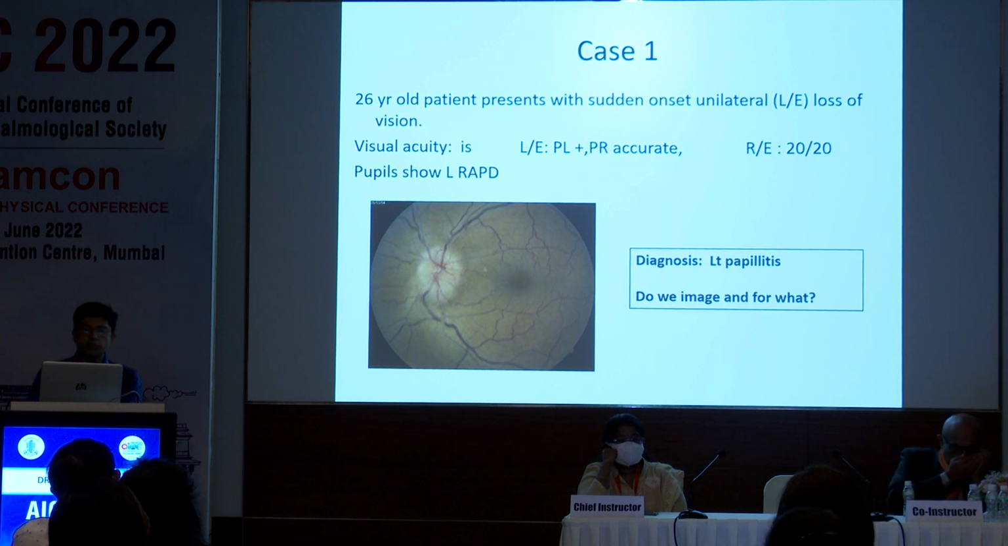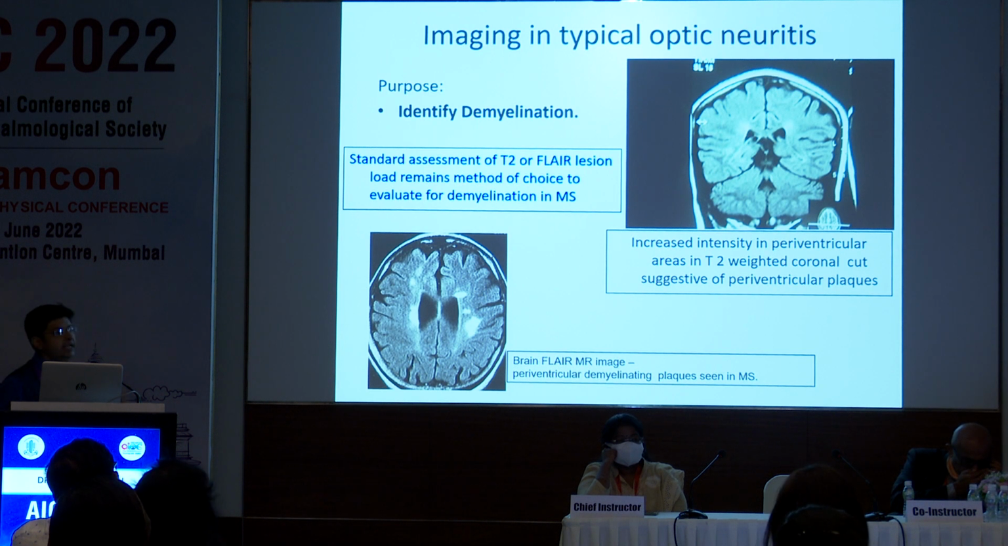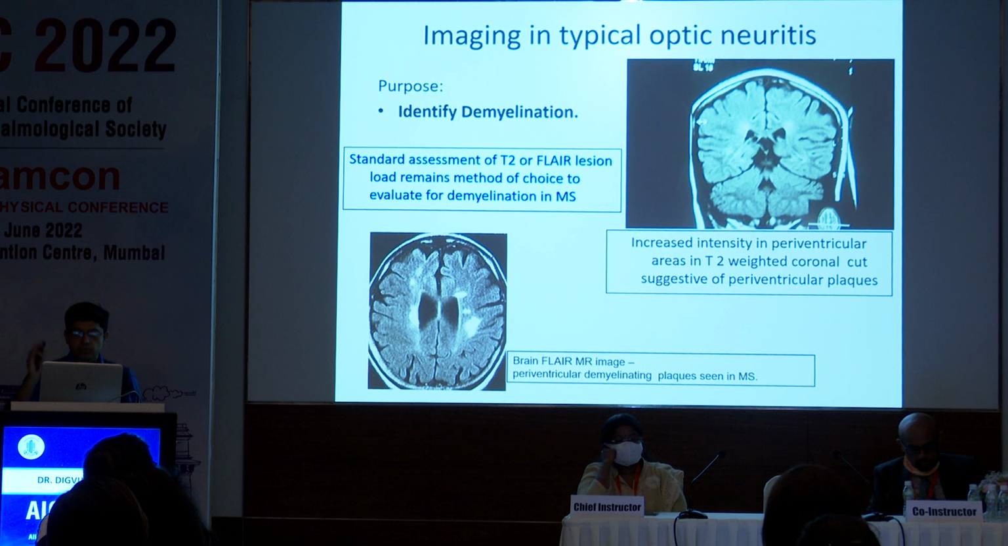Do we image, and what would we want to image for? The importance to remember now is that if you think optic neuritis, every patient must be imaged. It's almost a rule now. You learn so much by an MRI that it's really now mandatory to image all patients whom you suspect to be optic neuritis. So FLAIR, it's important to do a FLAIR. So a T2 MRI brain and orbits with contrast.